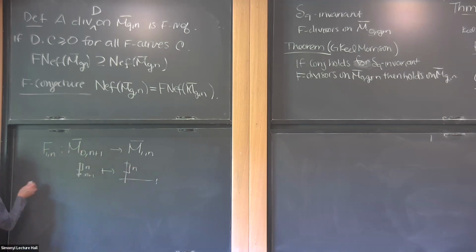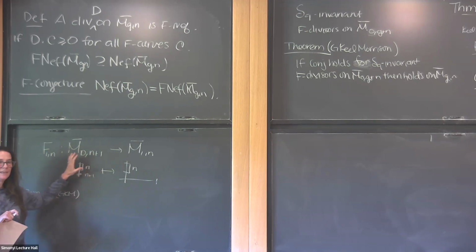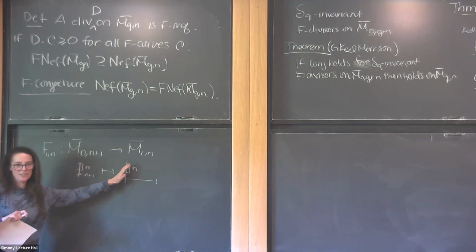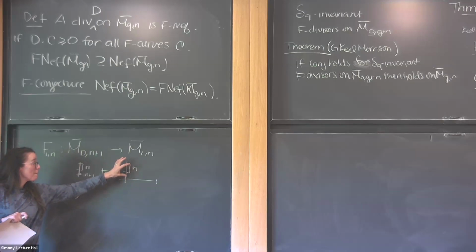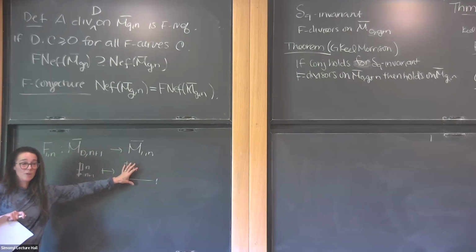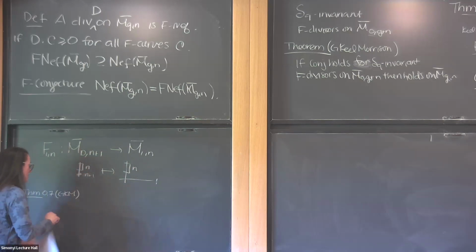And the theorem from GKM 0.7 says, let me say it out loud for a minute: every F divisor here is the pullback of an F divisor here. And the F conjecture here is equivalent to the F conjecture here, okay? Another way to say this: an F divisor here is nef if and only if its pullback is nef here. And that's what we're going to use.